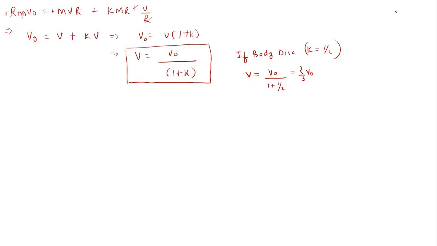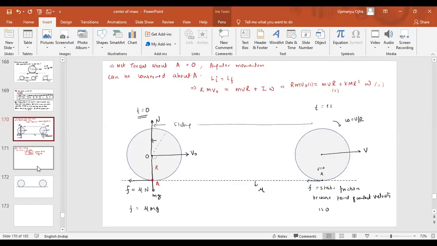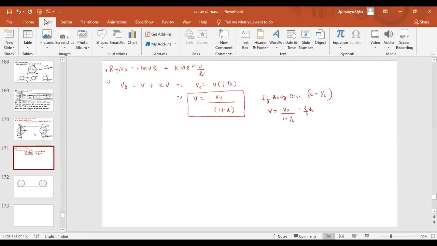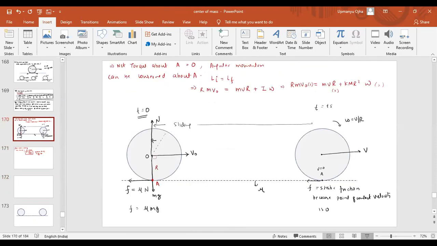Any doubt? No, no doubt. Okay. Now next thing is we have to find the time when it starts pure rolling. Okay, so before that, just give me one minute. Okay. Now we need to find the time when it starts pure rolling.